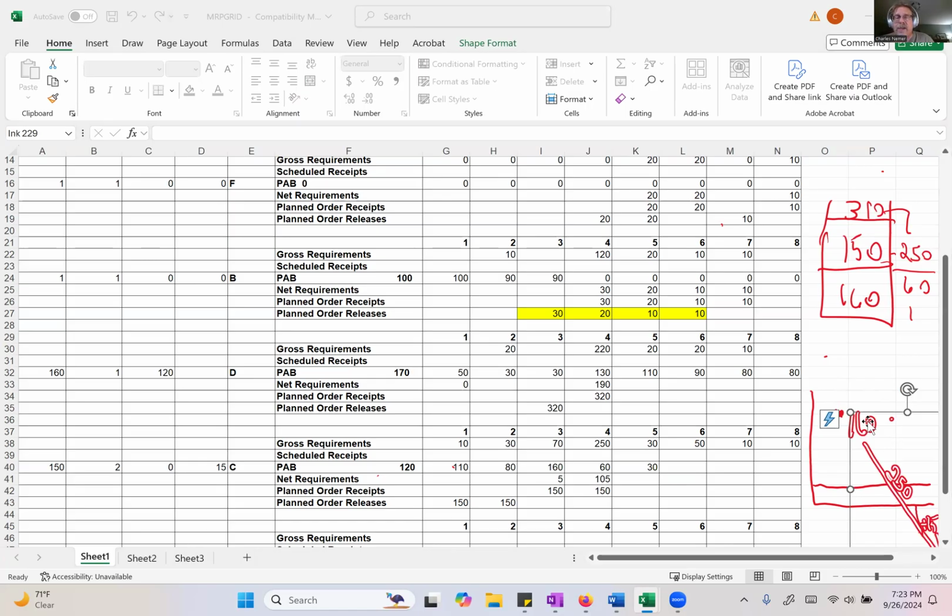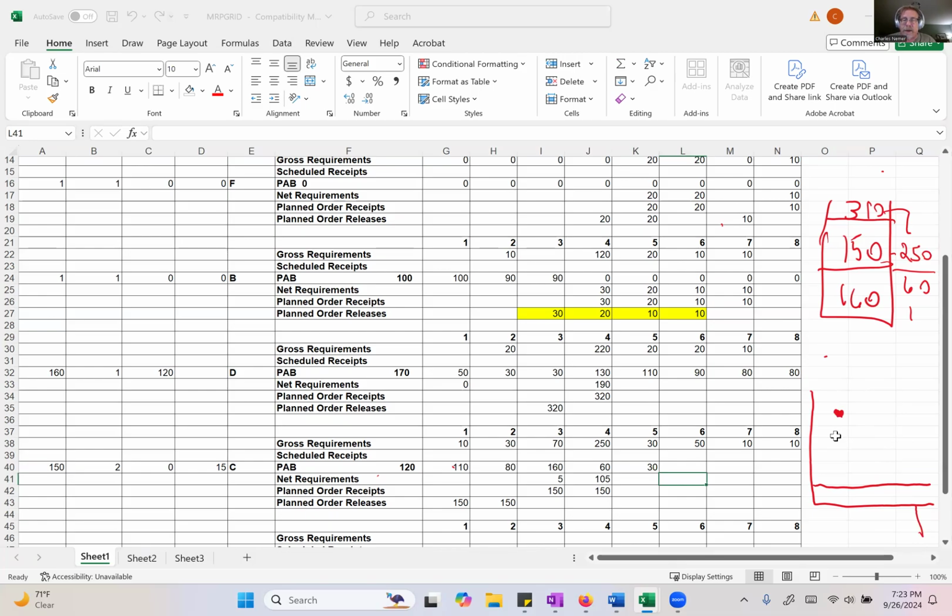Oh, Yolanda and Candace got it correct. You are correct, we are 35 short: 20 to take care of the customer and another 15 to get me above safety stock. Perfect, wonderful. Which means I better get in another 150, and I will have 130 left over if I did my math.